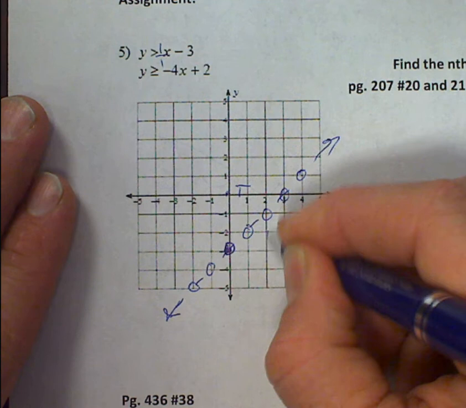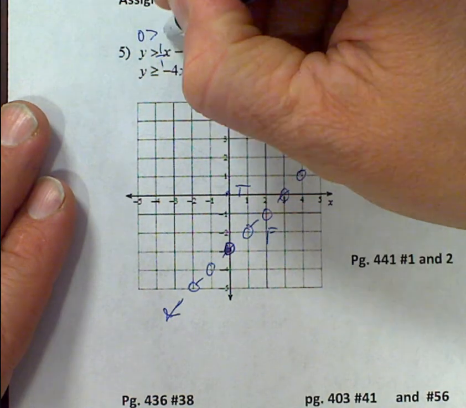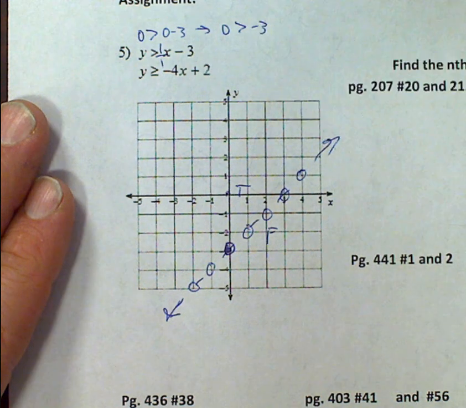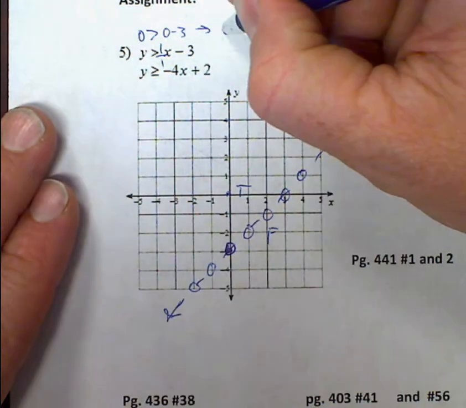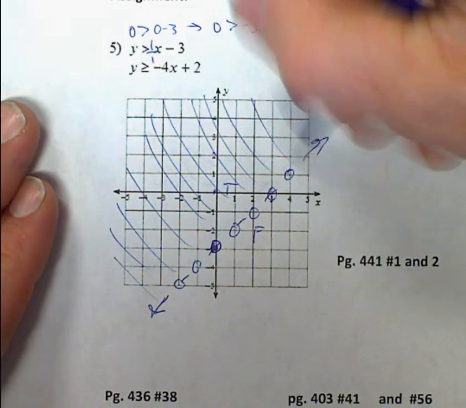This is my true side, this is my false side. So true goes in: 0 greater than 0 minus 3, which is 0 greater than -3. 0 is greater than -3, that is true, so I'm going to go ahead and shade the true side.